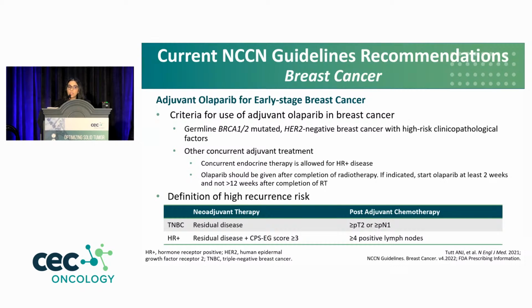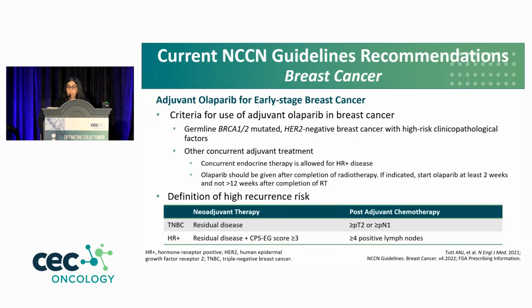So in the adjuvant setting, patients also have to have high risk features defined in the table below. In summary, if patients receive neoadjuvant chemotherapy, they must not have achieved a complete pathological response, so they have to have residual disease. Or if patients received adjuvant treatment, then they have to have lymph node involvement, with the number of required lymph node involvement varying based on hormone receptor status.